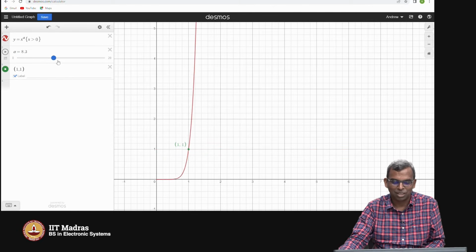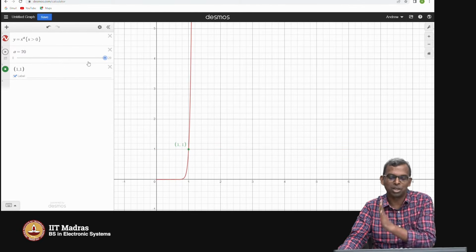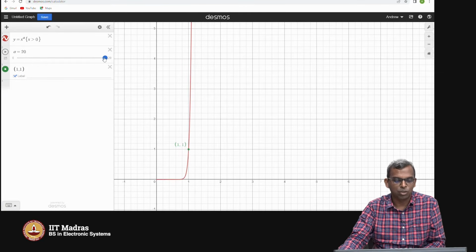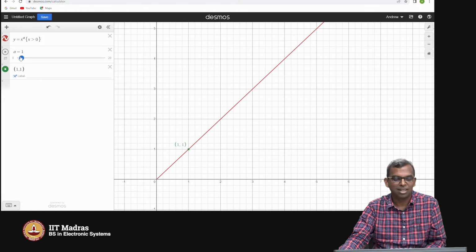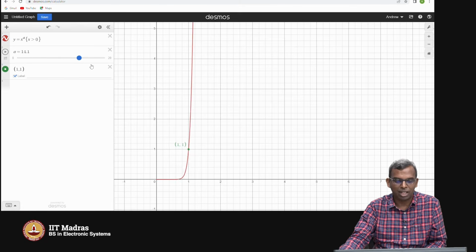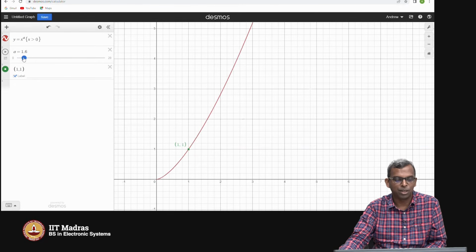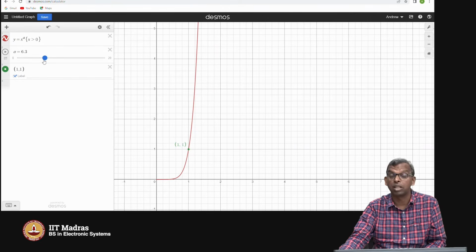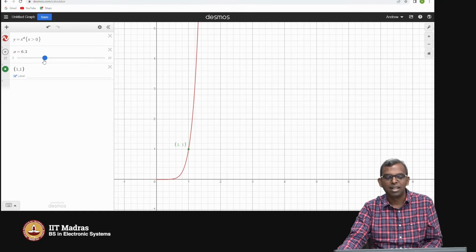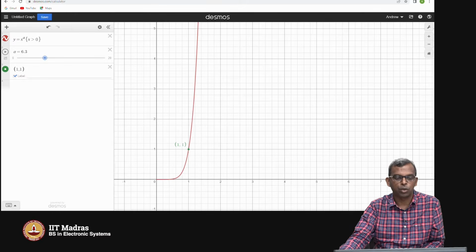So it sort of starts from that flat line and wants to go towards that vertical line, which of course it cannot reach. And then there is this wonderful case of a equals 1 in the middle, which is the y equals x straight line. Okay, so a lot of nice illustrations here. I hope this is interesting to you. So I'll urge you to play with Desmos yourself, try all these things, then this will give you a good picture of what's going on.